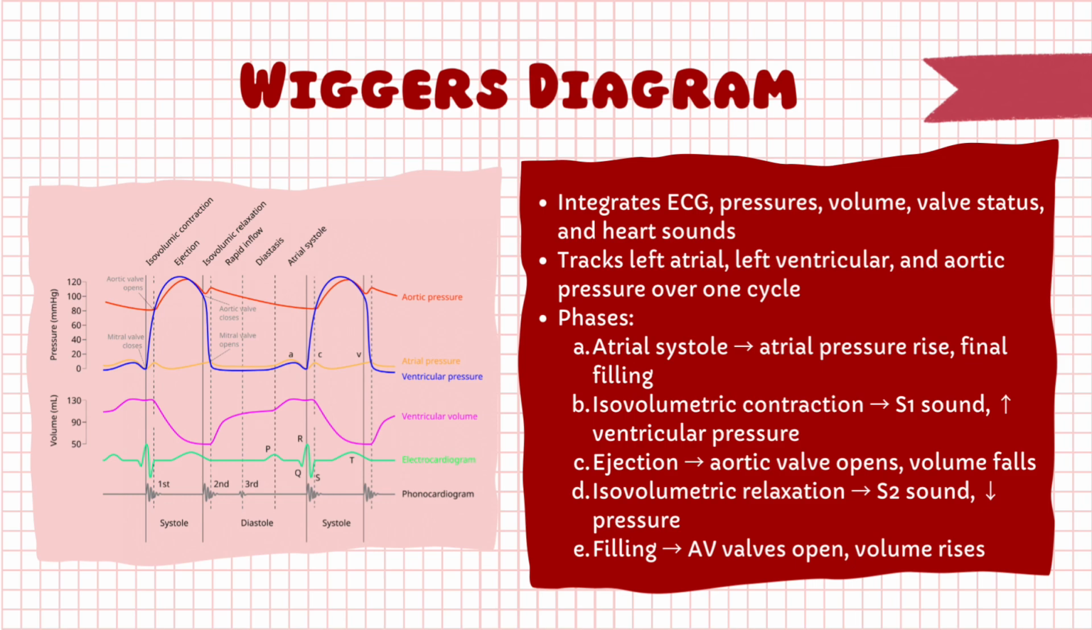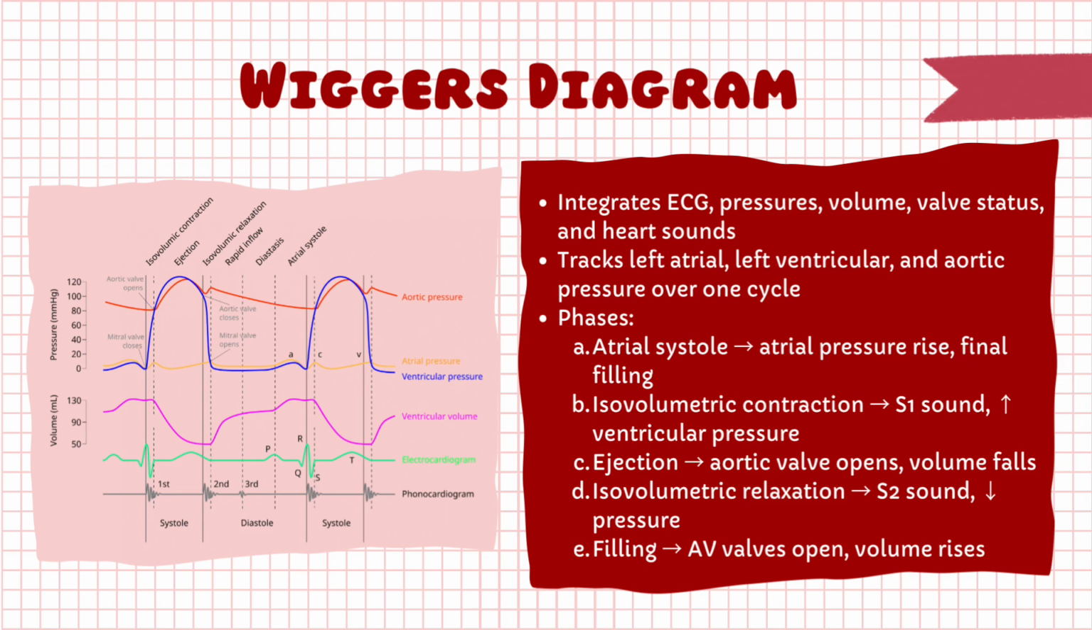Isovolumetric contraction. This starts right after the QRS complex. The ventricles begin to contract, and pressure rises sharply. The mitral and tricuspid valves close, and this closure produces the first heart sound, S1, also known as lub. Because both the inlet and outlet valves are closed, volume doesn't change yet, hence the term isovolumetric.